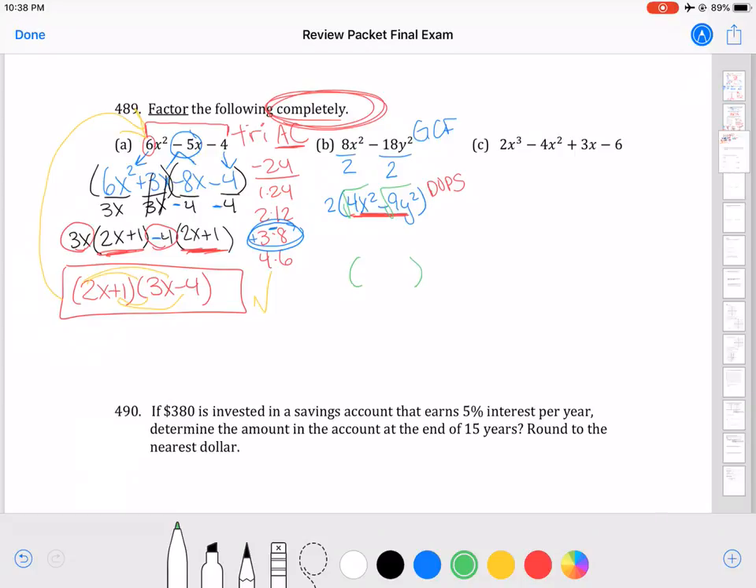Your setup for DOPS is going to be the same every single time. Two sets of parentheses, one with a plus and one with a minus. Now within those parentheses, I'm going to put the result of the square root. So the square root of 4x squared is 2x. That's going to go in the front of both sets of parentheses. And then the square root of 9y squared is 3y. That's going to go on the back end of both sets of parentheses. And then just don't forget to bring down that GCF to show your complete factorization.